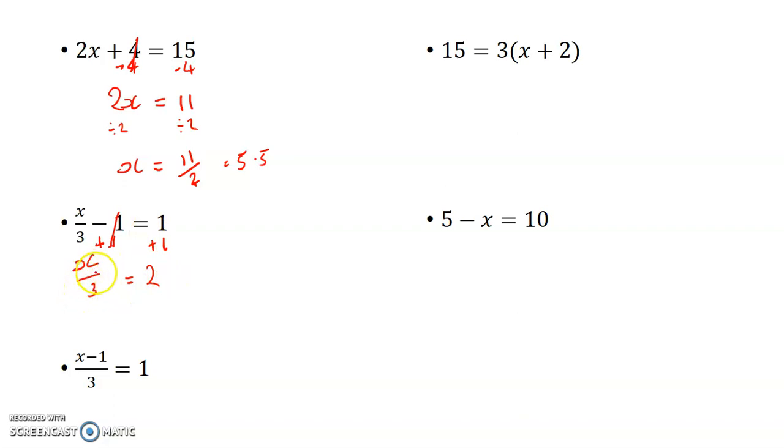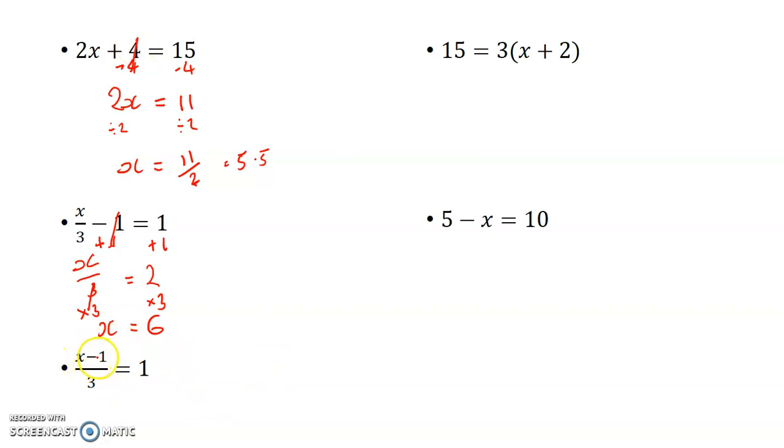Now, over 3 is the same as divided by 3, so x divided by 3, opposite of divide by 3 is times by 3. Same thing on both sides of the equals. That disappears. Left with x equals 6. Now, as always, you can go back and double check to see if you're right. 6 divided by 3, take away 1, is 1, so you know it has to be right. If you went back up in here, 2 times 5.5 is 11, plus 4 is 15, that was right as well.